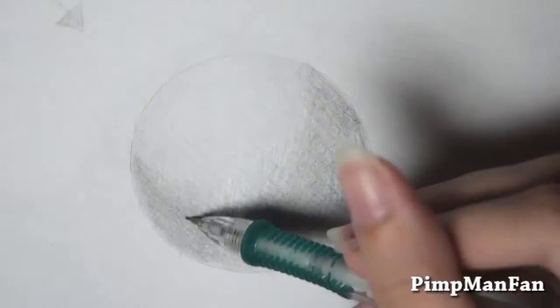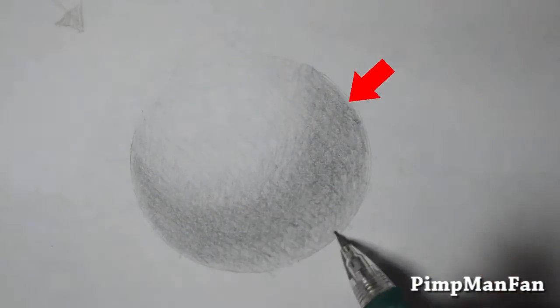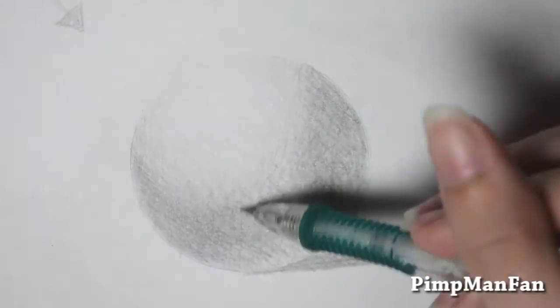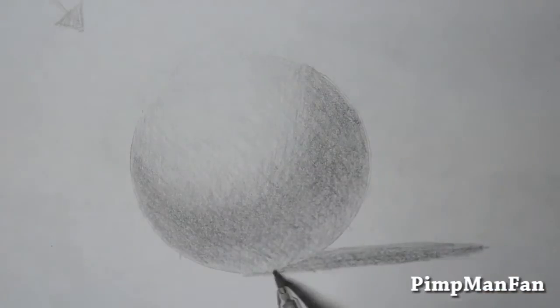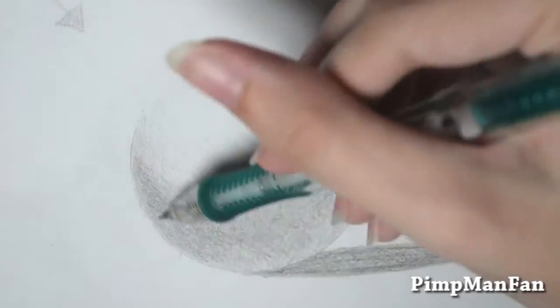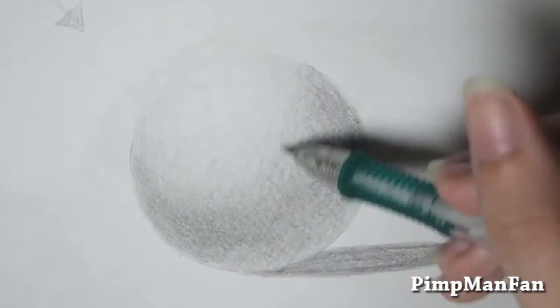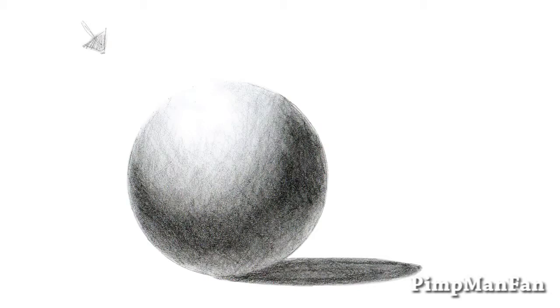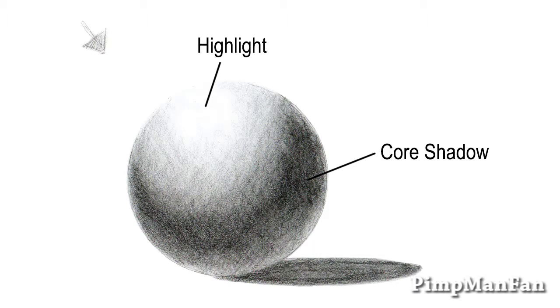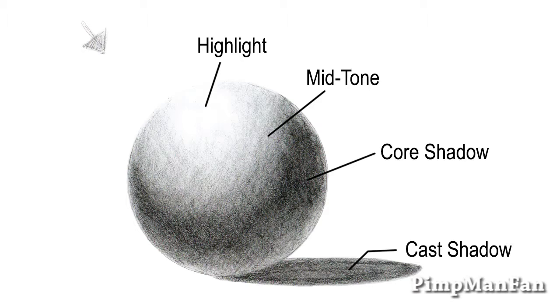I also know that as light goes around the sphere, it reaches less and less, making the areas away from that light source darker, creating shadows. Since the sphere is curved, the values will need to reflect that as well, to help aid in the illusion of it being a 3D object. The shadows can be broken down into sections. The highlight, the brightest spot; the core shadow, the darkest area, more towards the center; the midtone, the shadows between the highlight and core shadow; the cast shadow, the shadow the sphere creates; and finally the reflected light, which is the light that bounces off the surface the sphere is on, hitting the back end of the sphere.